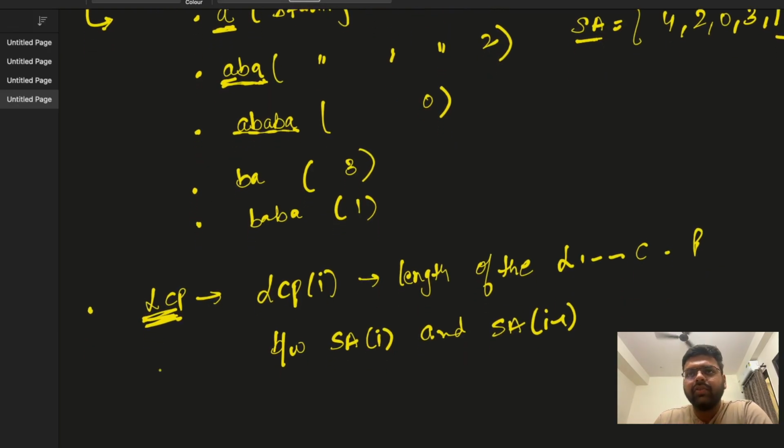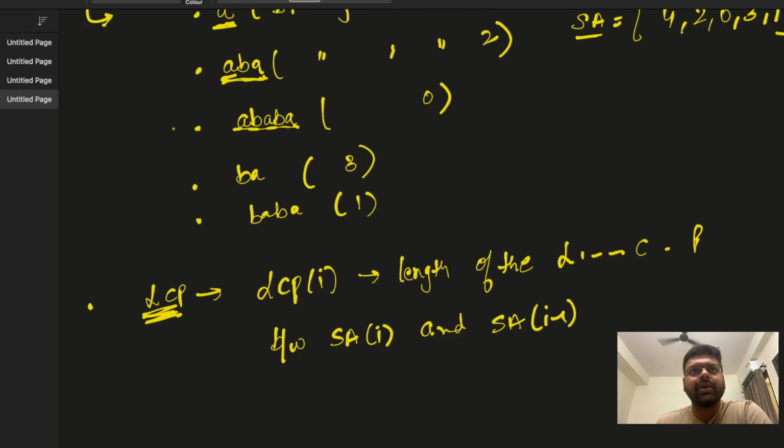Because with this I would be able to know that if I'm dealing with a particular suffix, then these duplicate prefixes which I'm considering would already have been counted in the previous substring, and I would have to calculate only the unique substrings that are left, which we'll be seeing in the further steps.